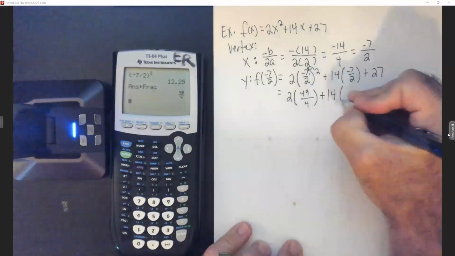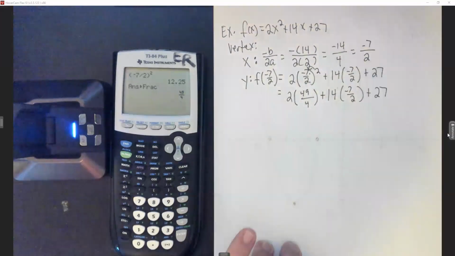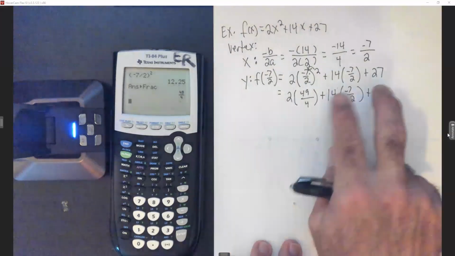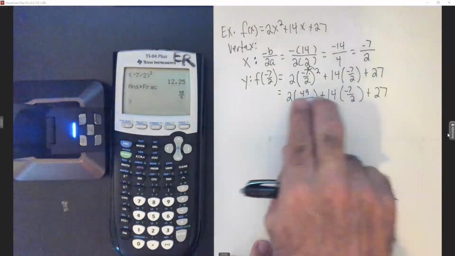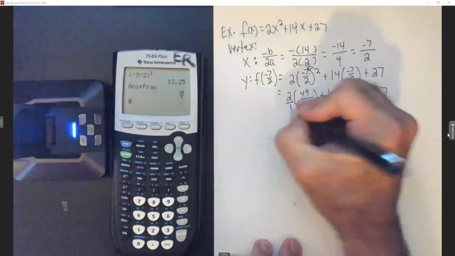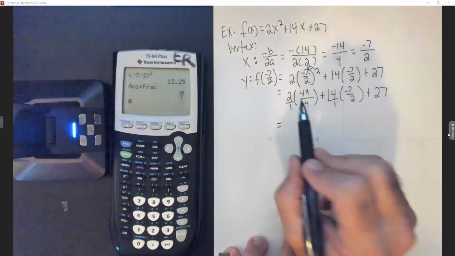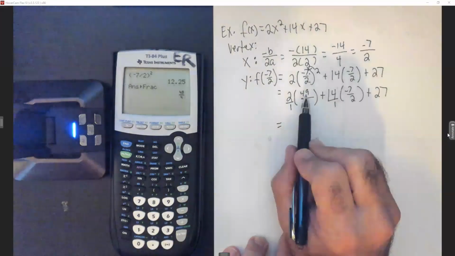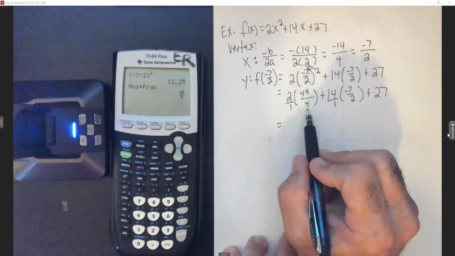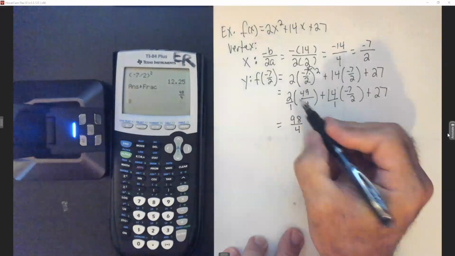Now I just want to write down everything else. So let's see, we got multiplication, multiplication, and then everything else is being added. So I'm going to do both of my multiplications next. Now, when you multiply, if you want to, you can make the numbers look like fractions. And remember, you multiply straight across. So 2 times 49 is 98 over 4. So I just went straight across.